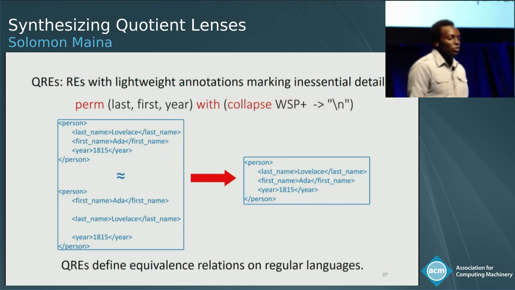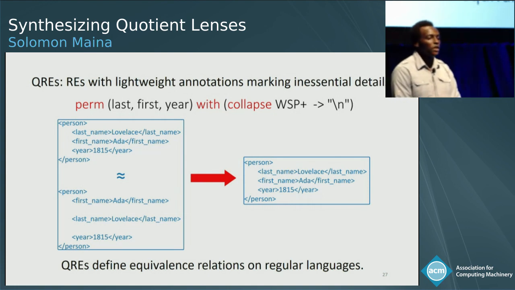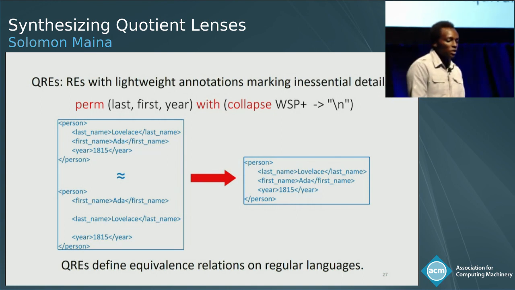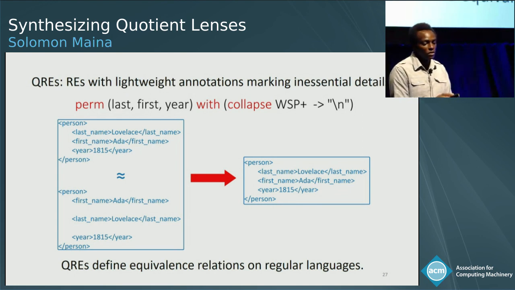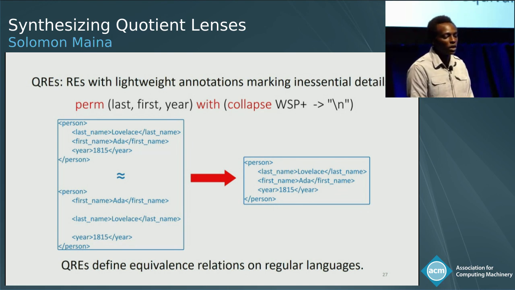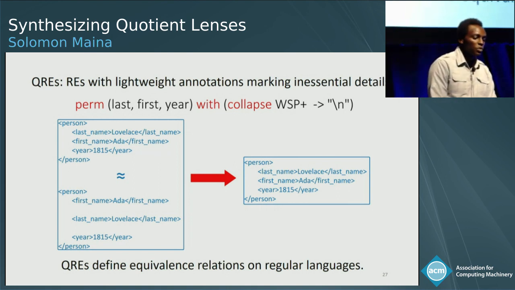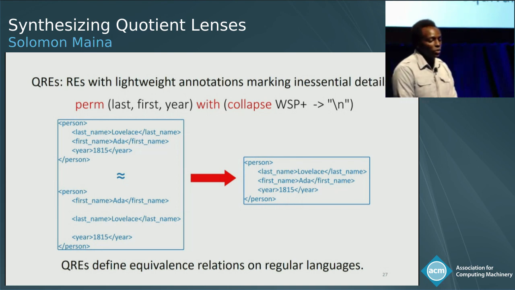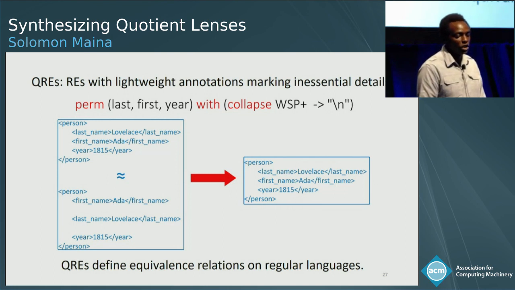And so these QREs define equivalence relations because if we were to write out what the whole equivalence relation is for the data, the equivalence class, we have at least six different regular expressions, one for each permutation of the fields. But now with just this one expression, permute last first year with collapse, and so on, we only need to write this thing once and we get an equivalence relation.